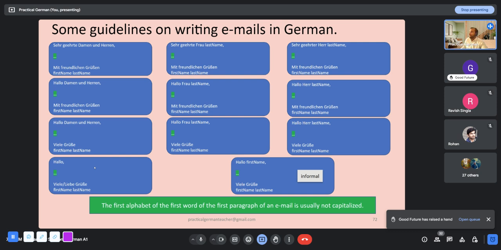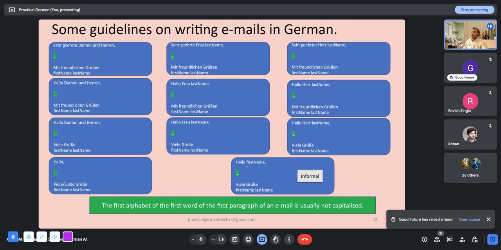If it's the IT department, maybe you don't want to show that much respect or you're in a hurry, you can just write hello and move on. In the exam, don't do that, try to write everything. So hello and viele, or instead of viele you can just say liebe Grüße. Don't write both, just write one of them. Viele or liebe Grüße. Same thing. Hello, first name.